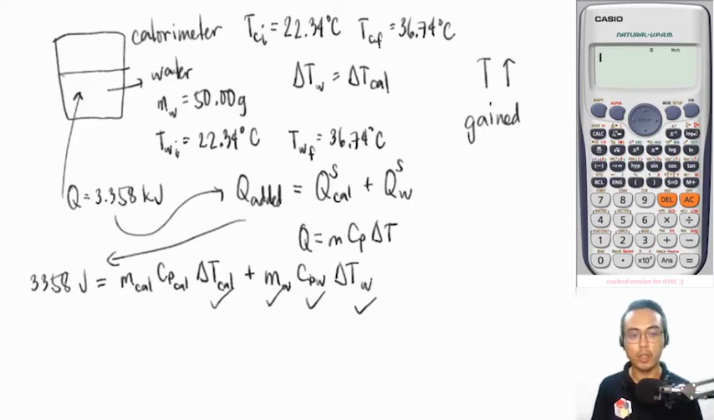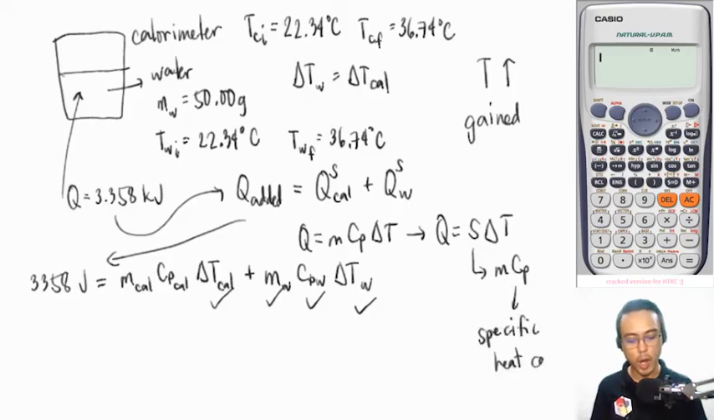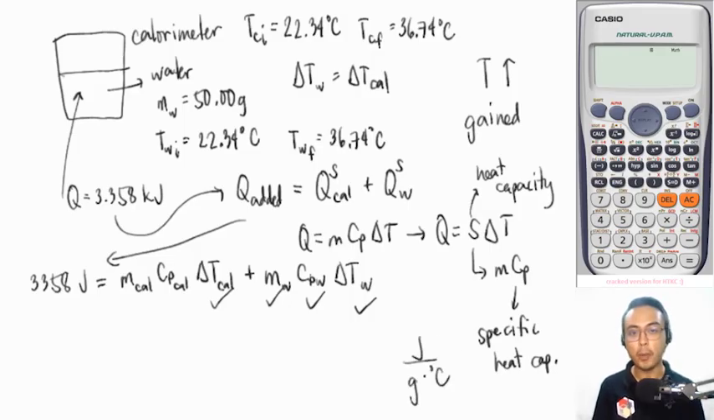In cases like this, we can modify our sensible heat equation to become Q is equal to S delta T, wherein the S is simply the product of the mass and the Cp. So with this change, we can now call Cp as the specific heat capacity, while the S is simply called the heat capacity. So do not confuse yourselves between the specific heat capacity and the heat capacity. The specific heat capacity has units of joules per gram per degree Celsius, that is energy per mass per temperature, while heat capacity has the units of joules per degrees Celsius. That is energy per temperature.